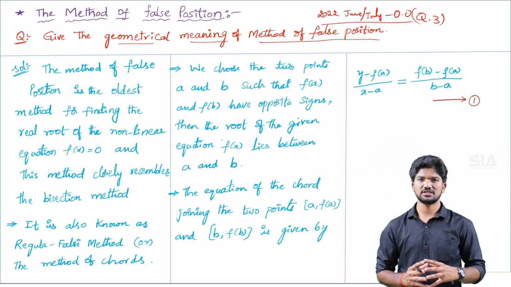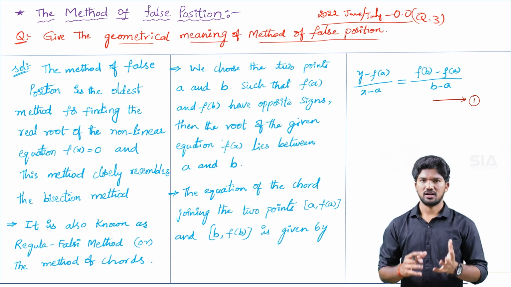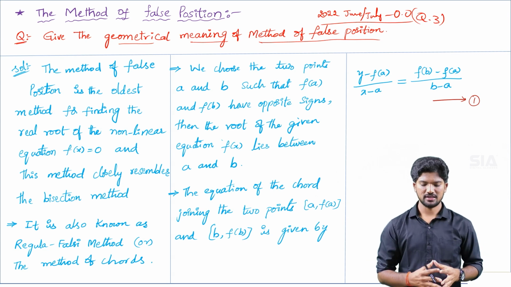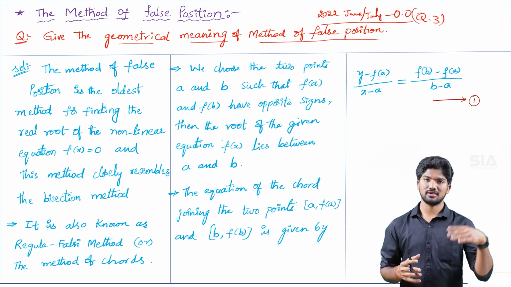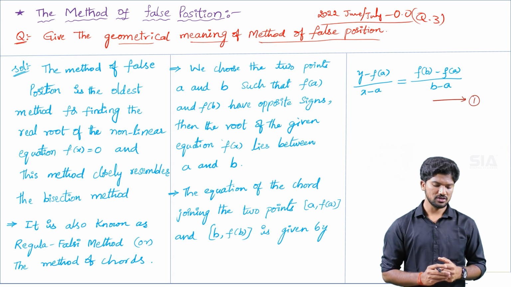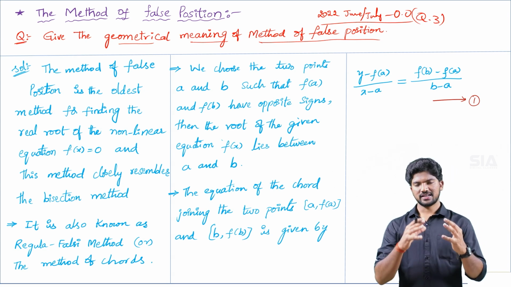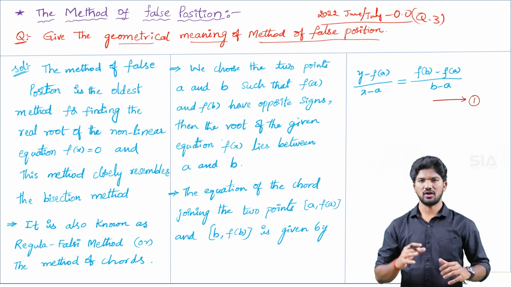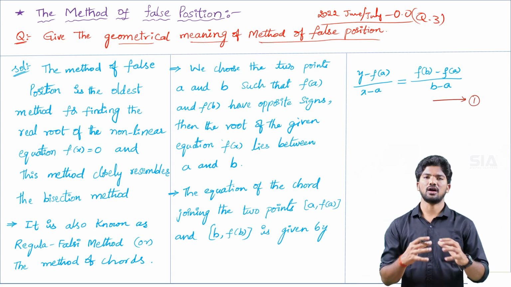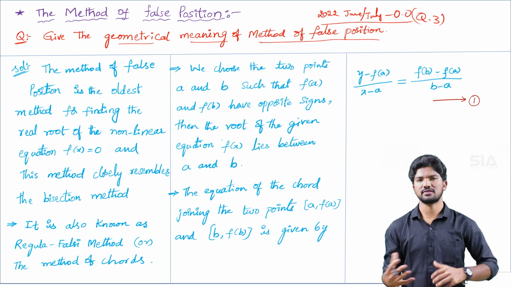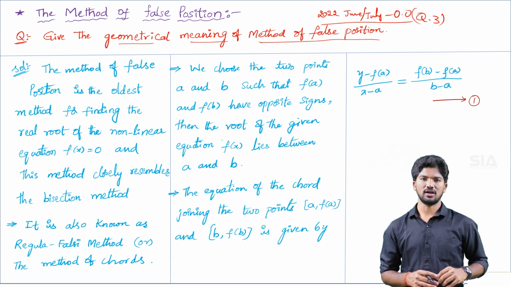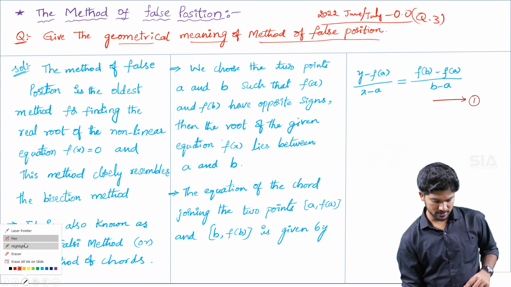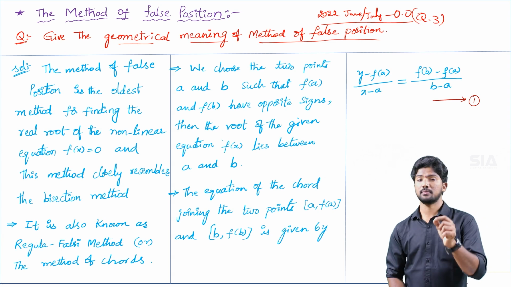The method of false position has three names: regular falsi method, the method of chords, and the method of false position. It has three names, like the bisection method. We have to explain the general procedure. The geometrical meaning is nothing but the general process: how we can find a root of the equation by using this false position method. For short answers, these types of questions are very important.